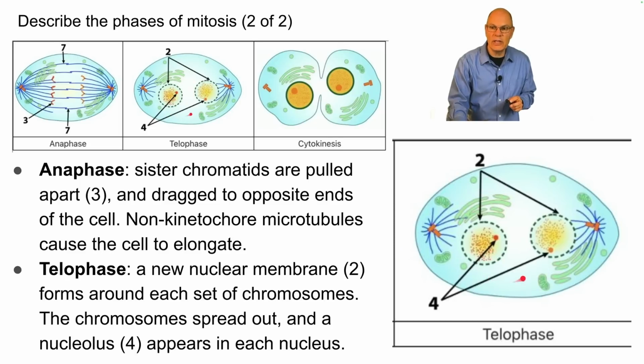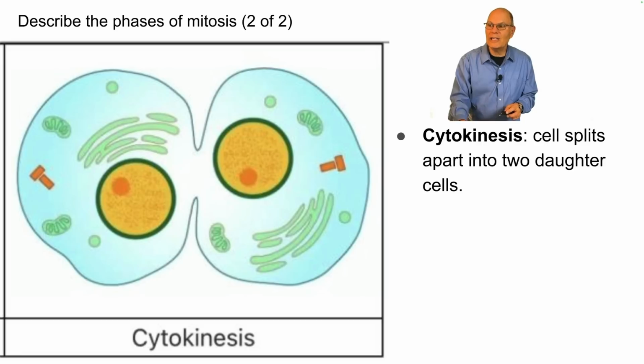During telophase, a new nuclear membrane starts to grow around each set of chromosomes. The chromosomes spread out into their interphase formation so you can't really see them anymore. And a nucleolus reappears in each cell. It disappeared during mitosis. The nucleolus makes ribosomes, and ribosome production shuts down during most of mitosis. Finally, during cytokinesis, the cell splits apart into two daughter cells.